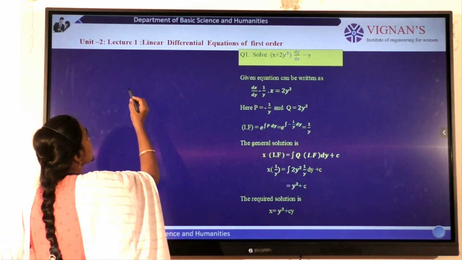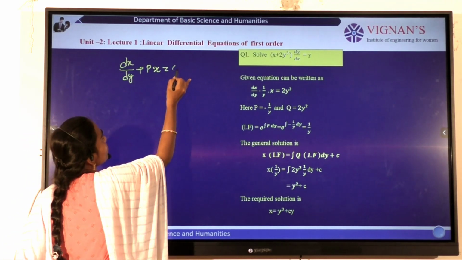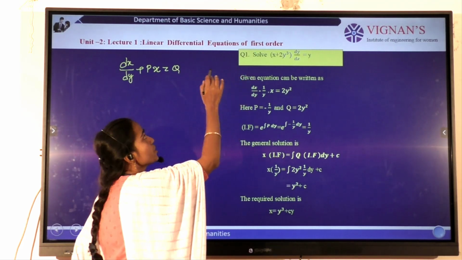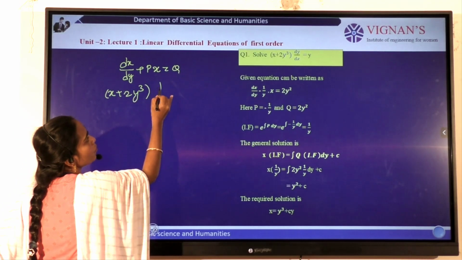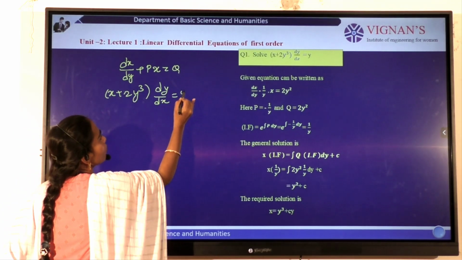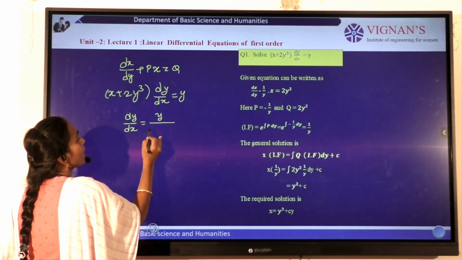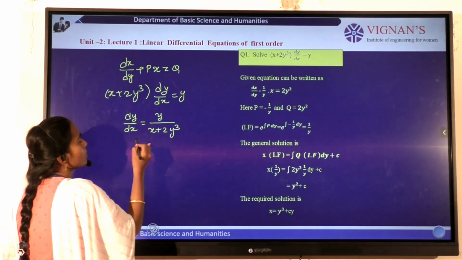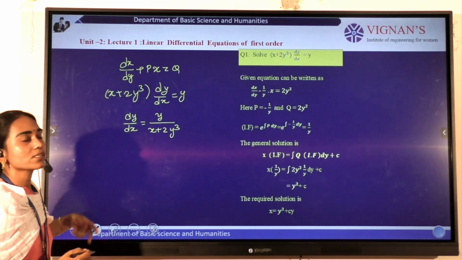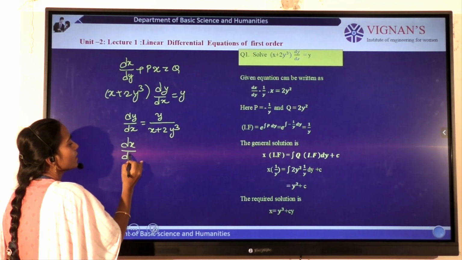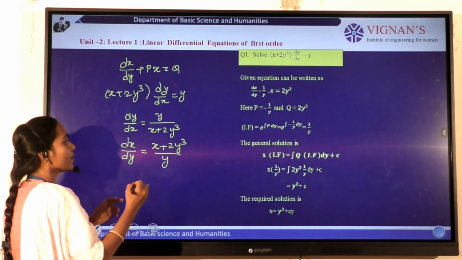For linear differential equation in x, the general form is dx by dy plus px is equal to q. First we have to convert the given equation into this form. For that we have x plus 2y cube dy by dx is equal to y. First let us write what is dy by dx. dy by dx equal to y by x plus 2y cube. Then we have to write in the form dx by dy. For that we have to reverse the fraction. So dx by dy is equal to x plus 2y cube by y when reversing the fraction.